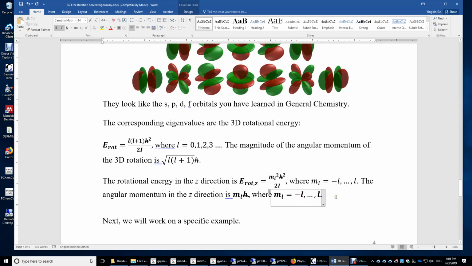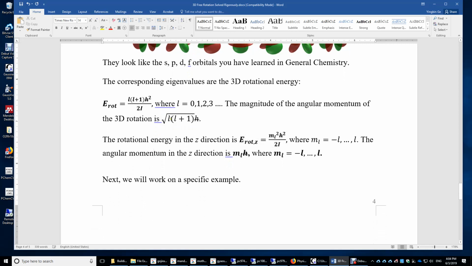So there's a degeneracy of 2L plus 1. Right? And how do you memorize this rotation energy? It's pretty simple. You have a common factor here: h bar squared over 2I. For the three-dimensional rotational energy, it's L times L plus 1, and then times h bar squared over 2I.